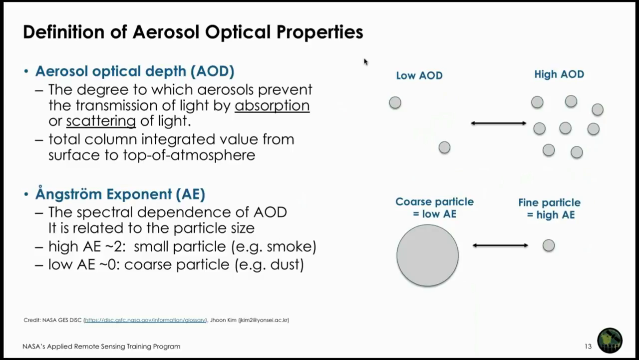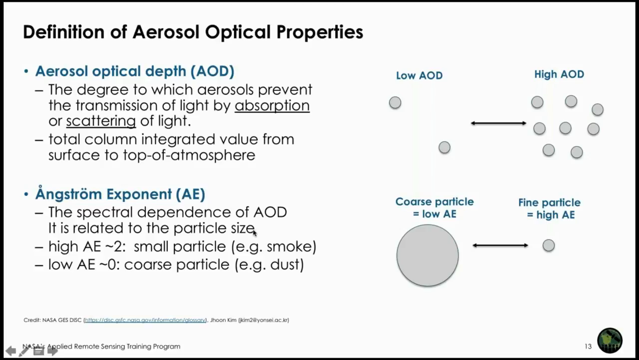Here are the definitions of aerosol optical properties. The first one is the aerosol optical depth. Aerosol optical depth, or AOD, is the degree to which aerosols prevent the transmission of light by absorption or scattering of light. We can think of it easily like this: low AOD means very clear conditions in the atmosphere, and high AOD means very thick aerosols in the atmosphere. This AOD value is a total column integrated value from the surface to the top of the atmosphere. So it is somewhat different from the ground measured PM2.5 concentration due to the definition. If you want to get PM2.5 or PM10 from the satellite, we should consider this definition difference according to the altitude.